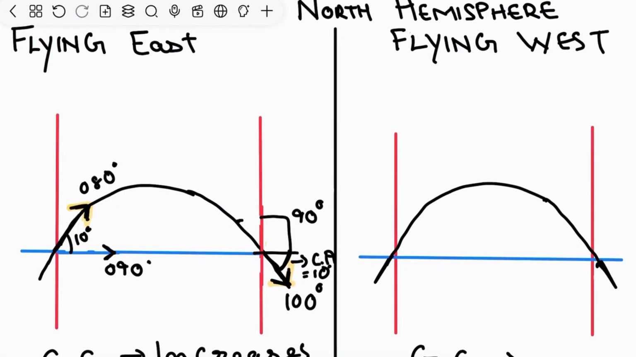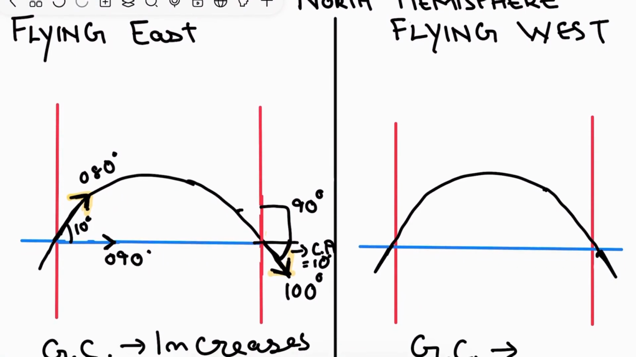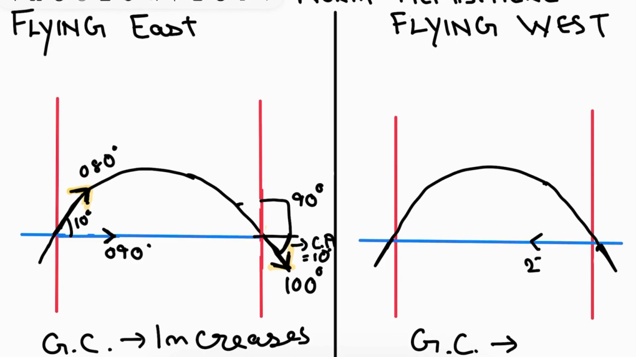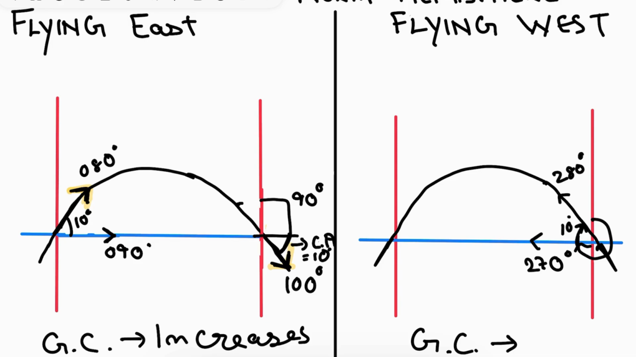If we are flying in the western direction, this is our initial rhumb line 270, right? And this is going to be the conversion angle, 10 degrees. And this 270 plus 10 is going to be the great circle 280. So we are going to compare this great circle at initial departure to this great circle at the arrival.